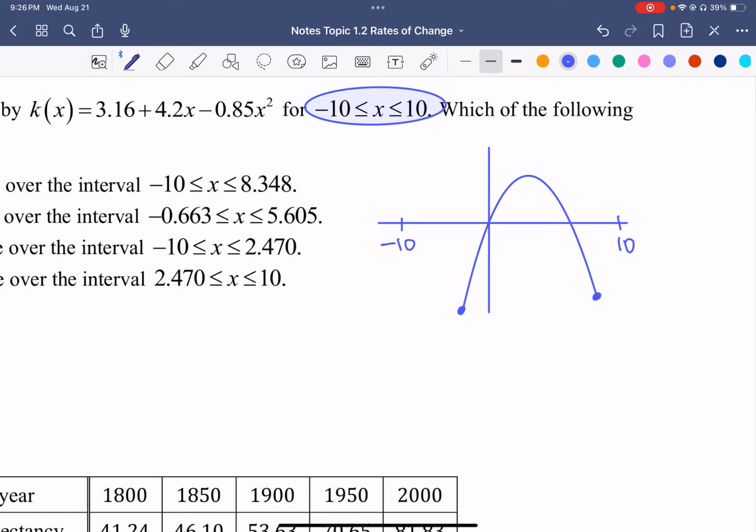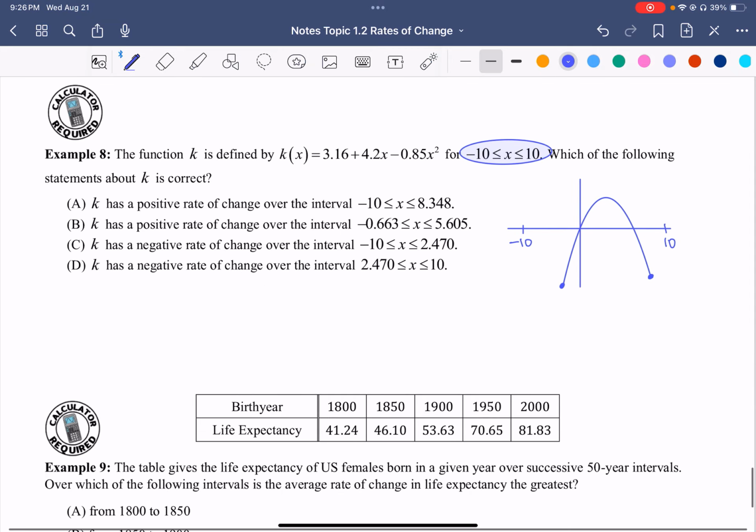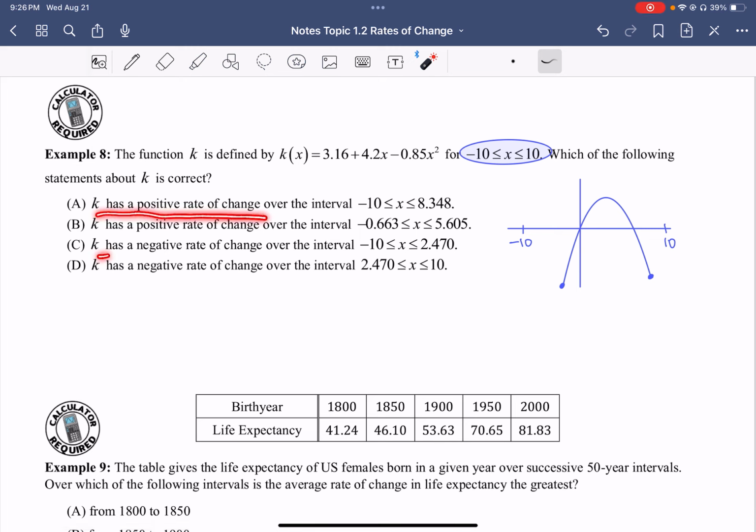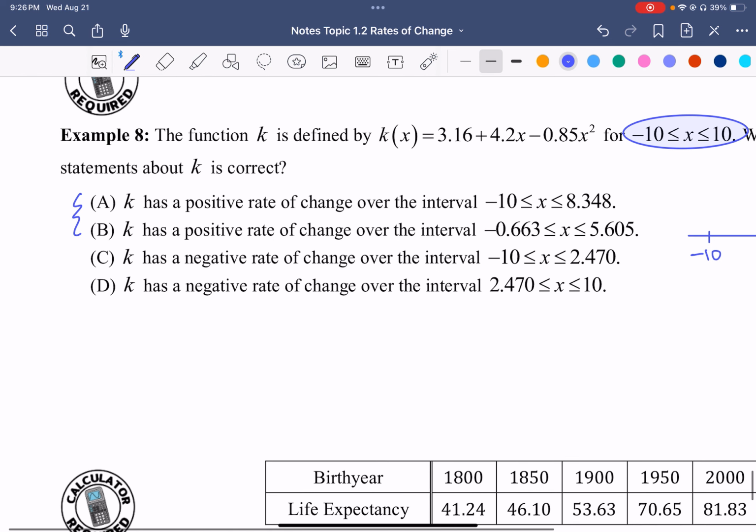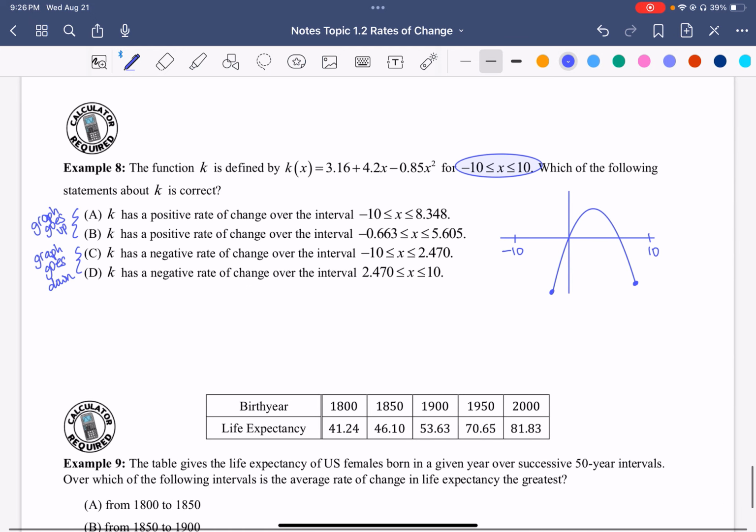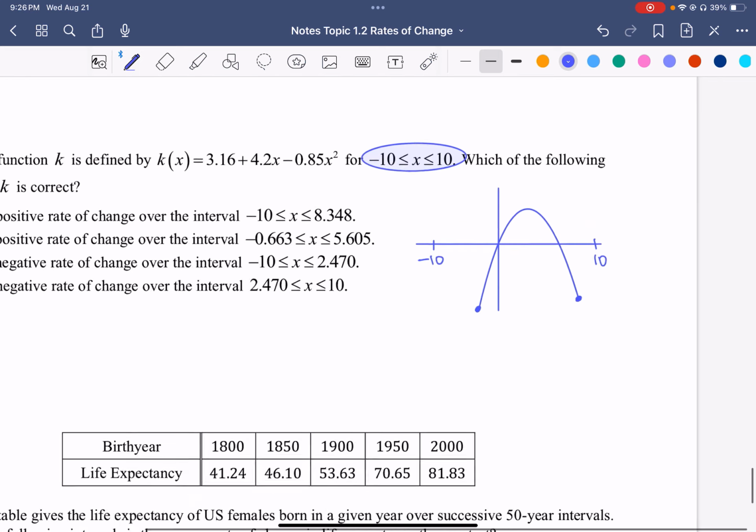Okay. So if you think about the question, they're asking you, does k have a positive rate of change or a negative rate of change, and then over whatever intervals? Positive rate of change means that the graph is going up. For negative rate of change, that means that your graph is going down. This is talking about your slope.